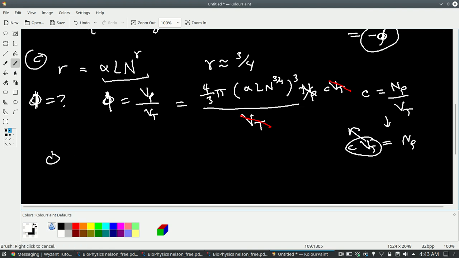So far I have phi equals, excuse me, I'm going to get rid of this pi and this 3 because pi is 3.14 and 3 is very close to 3.14, so I'll just get rid of them as a rough approximation. So I've got 4 alpha cubed L cubed n to the 3 times 3 fourths, which is 9 fourths power, times c. That's what I've got for phi. So that is part C.